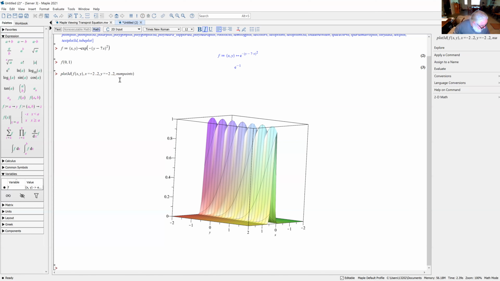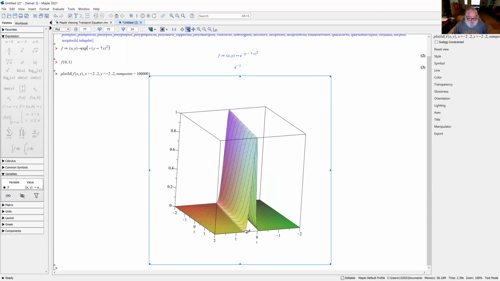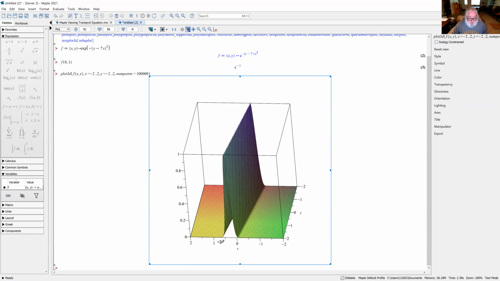So num points stands for number of points. And if we make that much bigger, say 100,000, which means just use a finer mesh to calculate this thing, it gives us a much better picture. And again, x is this way, y is this way. Think of y as time, right? And so over time, time is going up this way. This is what the distribution looks like. So at a particular time, my distribution is at a particular place and it goes upwards.